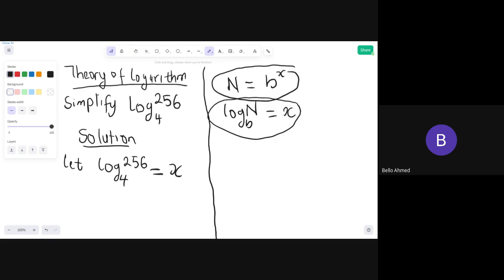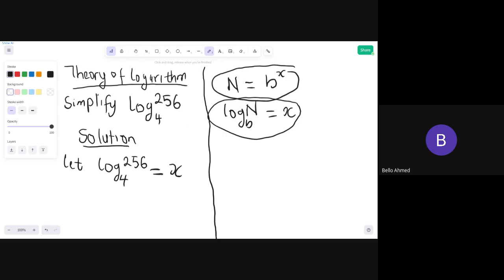Do you understand? Good. Then it remains to change from this logarithm form to this indices form. So how do we change? We can check here for the change. So now we can easily say, after you might have said, let logarithm of 256 base 4 be equal to x. That is, you are saying, let the answer be x. And that's exactly what you are saying.